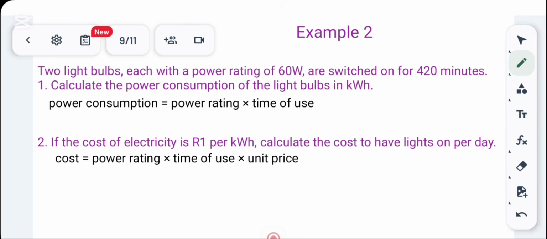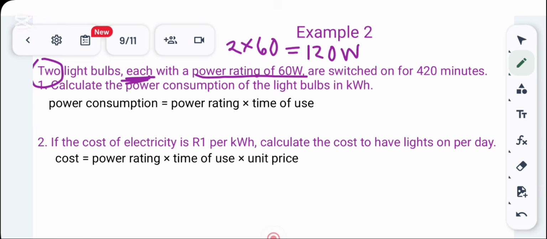So we have 2 light bulbs, each with a power rating of 60 watts, are switched on for 420 minutes. Okay, so let's look at it. How many bulbs do we have? We have 2. Each bulb has a power rating of 60 watts. So it means I have 2 multiplied by 60, which is equals to 120 watts. Okay, so both of the lights are switched on at the same time.